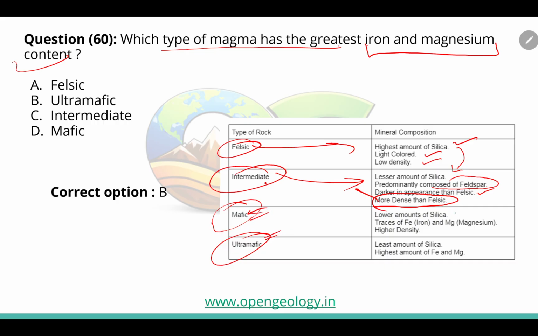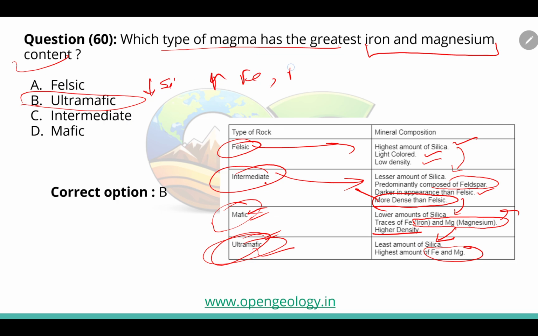So mafic will have a further decrease in the silica content, and the iron and magnesium is a little bit more present in the rocks. It has a higher density. If we increase more iron and magnesium and further reduce silica, it will become ultramafic rocks. So ultramafics will have the least amount of silica and the highest amount of iron and magnesium.